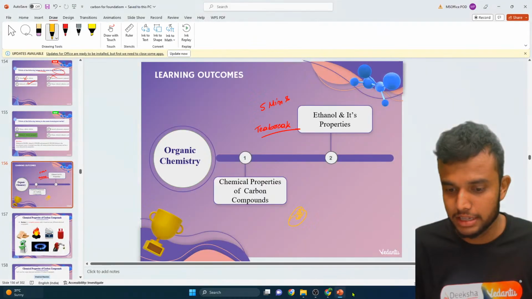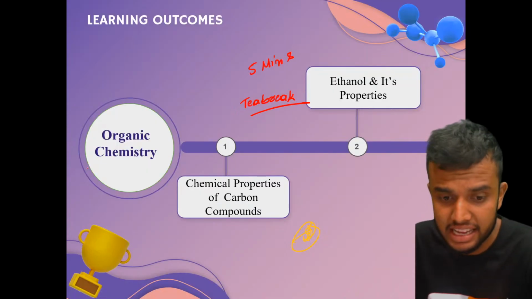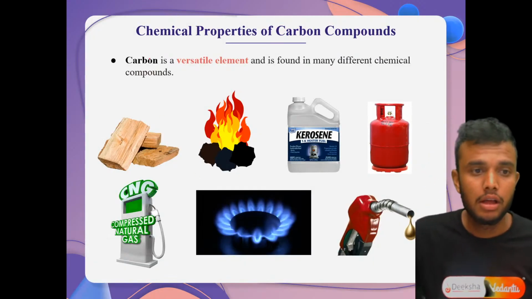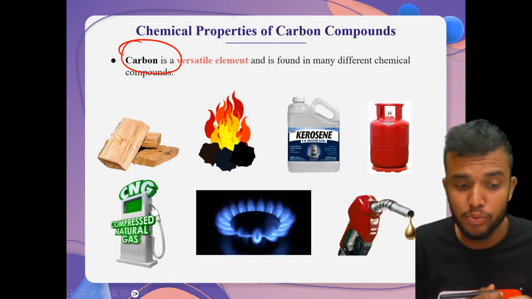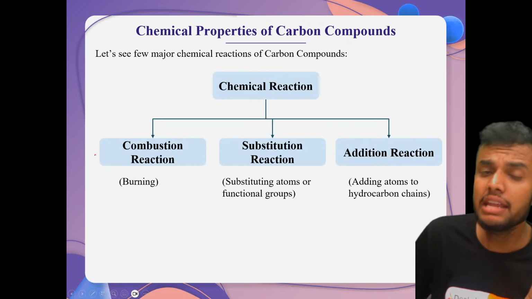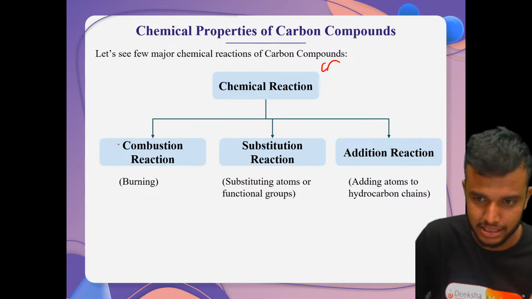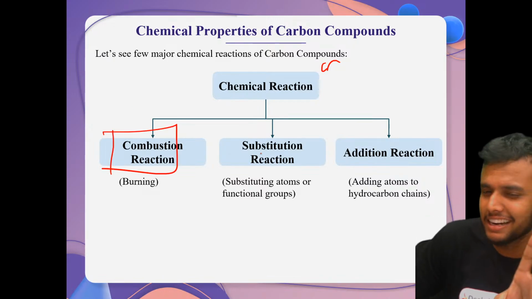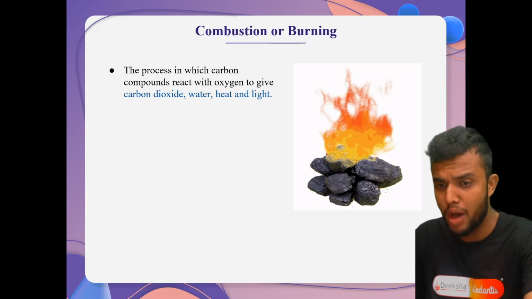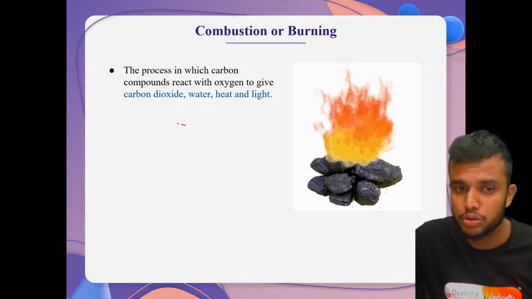Yes, students, come on, let's continue the class. Next, move on to the chemical properties. First one, combustion. Yes, students, carbon has a versatile nature; we know carbon is present in wood and everywhere. In class 10, we mainly discuss combustion reaction, substitution and addition. These three are very important. Another reaction is also there, rearrangement. It's not in your syllabus, don't worry.